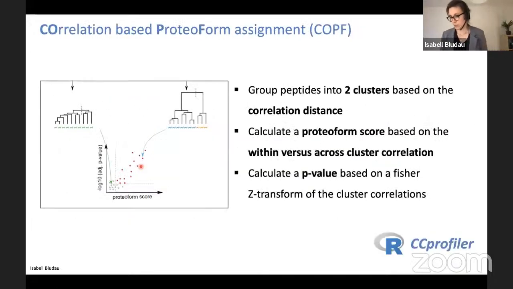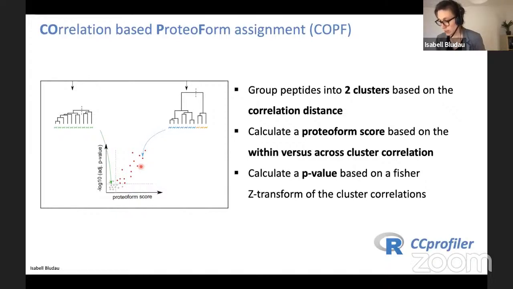I'll quickly answer some questions. So does COPF apply to DDA or just DIA? So I have analyzed only DIA data with COPF so far, mainly because it strongly benefits from very good quantitative peptide level information. And this is usually not as good in DDA. But in principle, the method is agnostic to how you acquired your data.